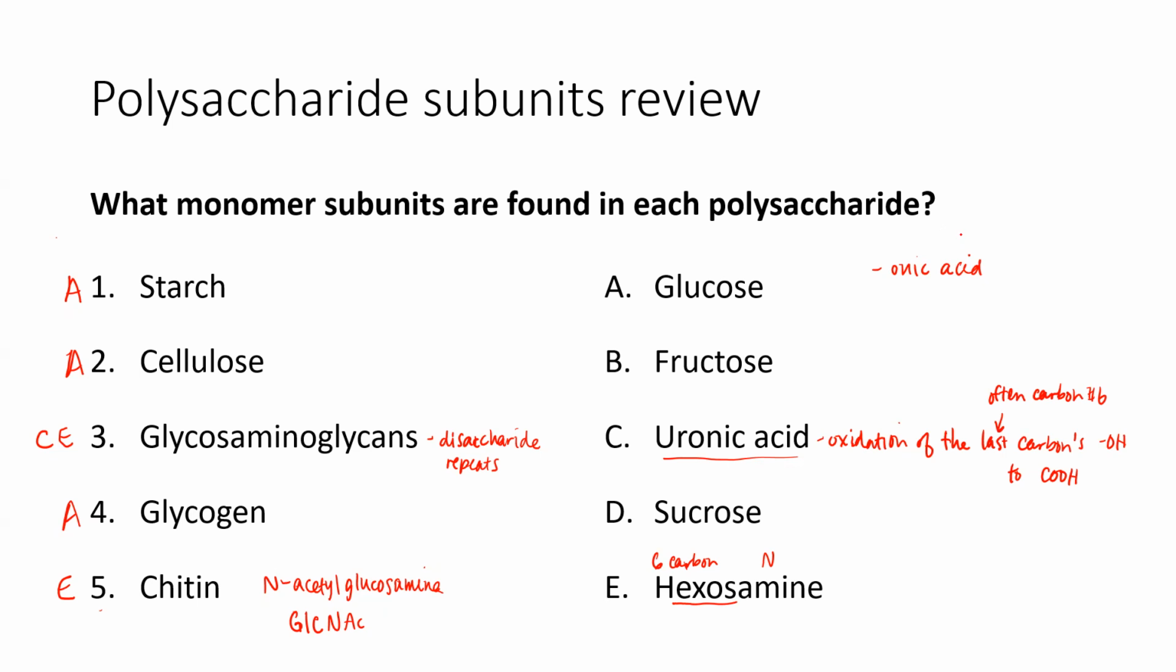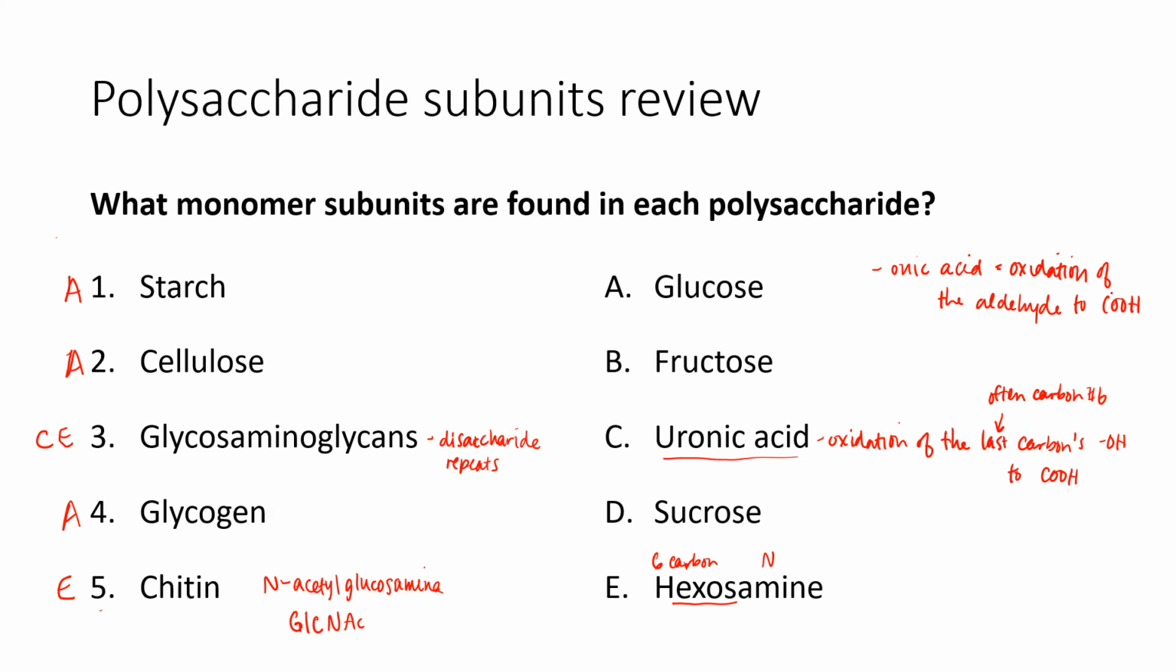Okay, so an onic acid is when we have oxidation of the aldehyde to the carboxylic acid. So, all right. That is enough for the subunits.